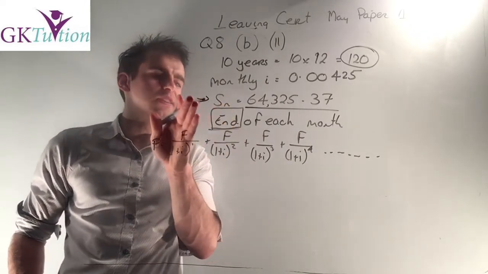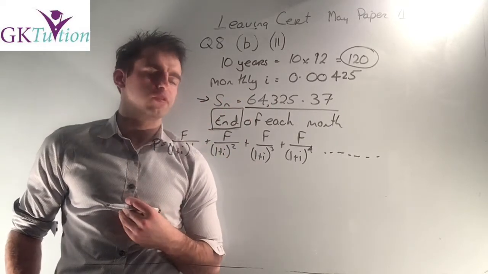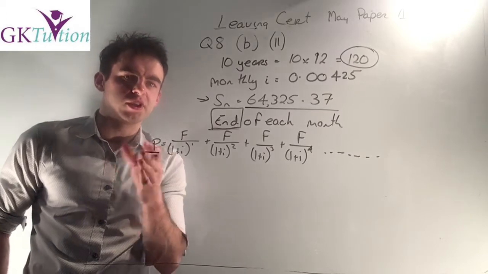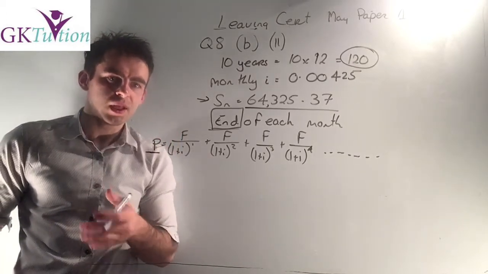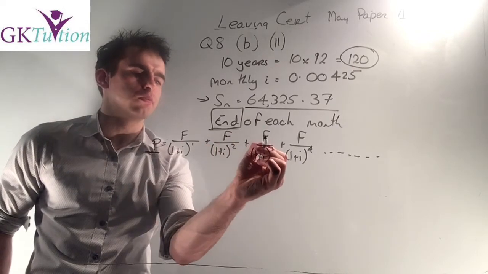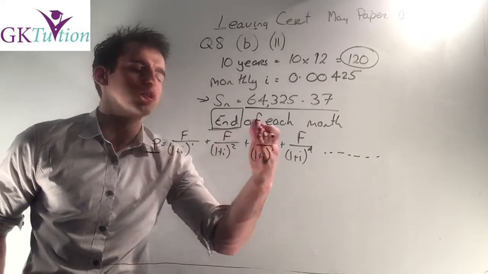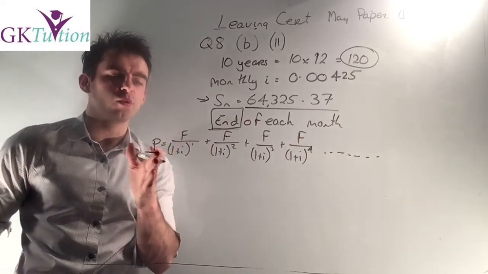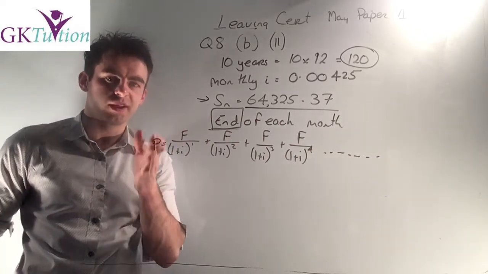On this day, she owes them €64,325.37. That's the present value. That's the amount of money she owes them today. And she's going to make 120 equal future repayments. So it's going to be a whole bunch of future payments that ultimately will accommodate for the P, the one present value that she owes them at the moment.